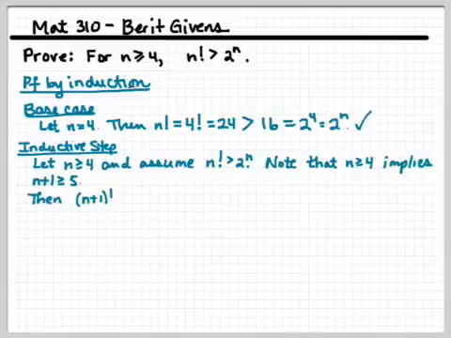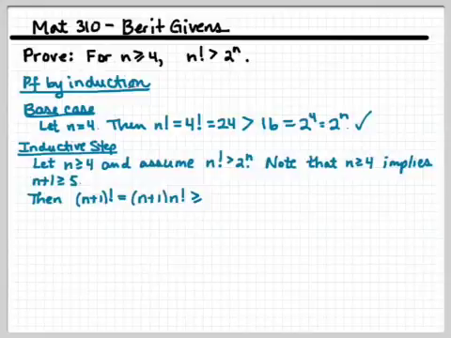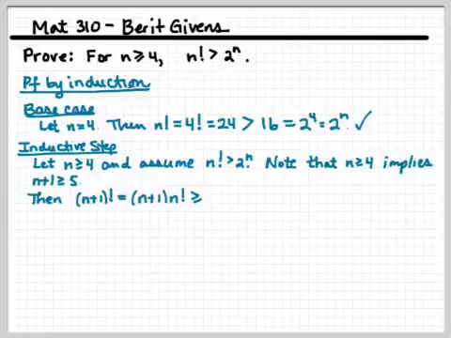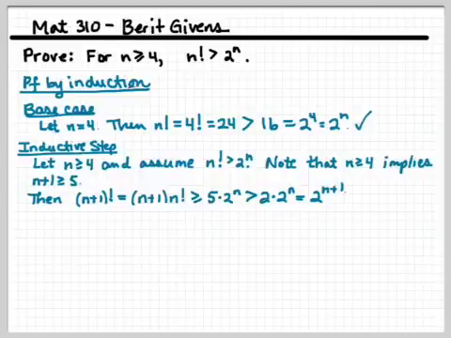Okay, so now that we've primed everything, we'll start with (n+1) factorial, which is (n+1) times n factorial. Because of my note, it's really clear that n+1 is greater than or equal to 5, and because of the inductive hypothesis, n factorial is greater than 2 to the n. So I can do both substitutions at once here and get 5 times 2 to the n, which is greater than 2 times 2 to the n, which is equal to 2 to the n+1.